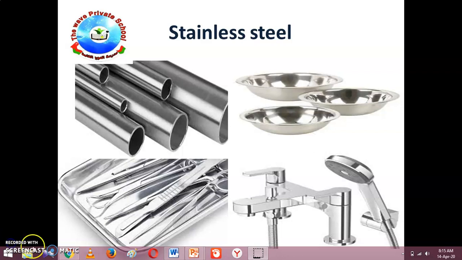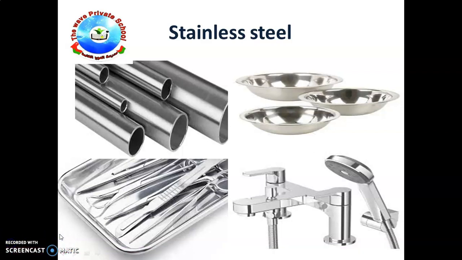Okay. So what are the properties you can see here? The stainless steel is already shining. Okay. The first one is steel is shiny, shatterproof, malleable and also ductile. Okay.